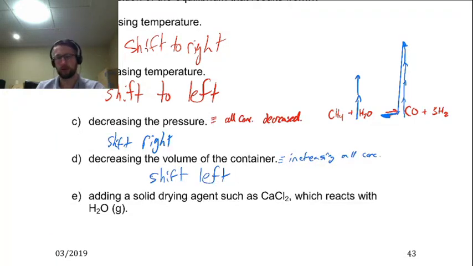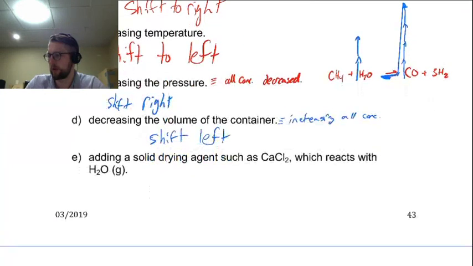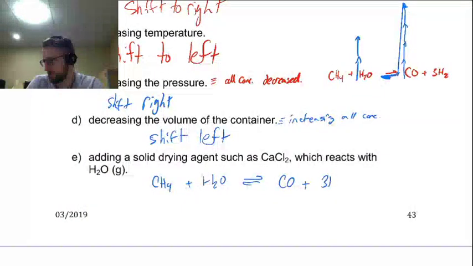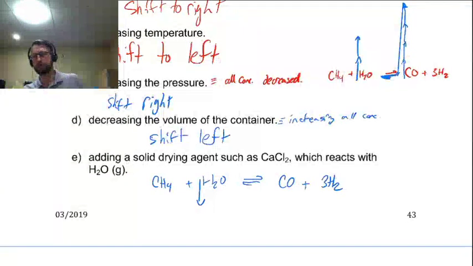That's right. It must be removing water from the system. So in our CH4 plus H2O goes this way, CO plus 3H2. We are dropping the amount of water, and we're going to go from the arrow that is highest on the vertical scale to the arrow that is the lowest.